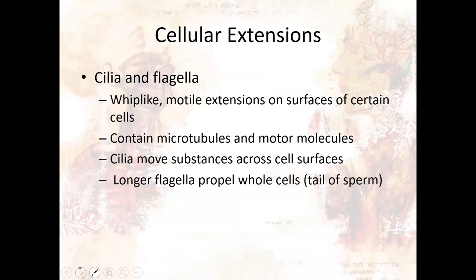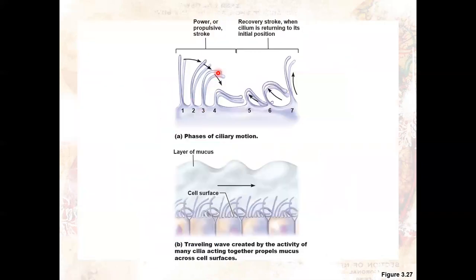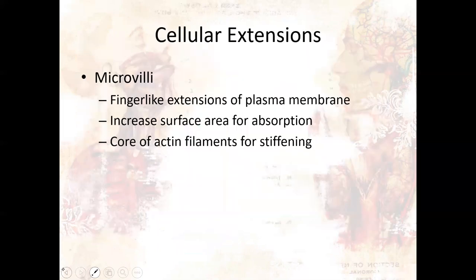Some cells have little extensions called cilia and flagella. They move. They have microtubules and motor molecules, and they move. I'm not worried about the 9+2 arrangement here. But here's the movement of cilia. They're moving mucus. Here's another, oh, sorry, I skipped the slide.